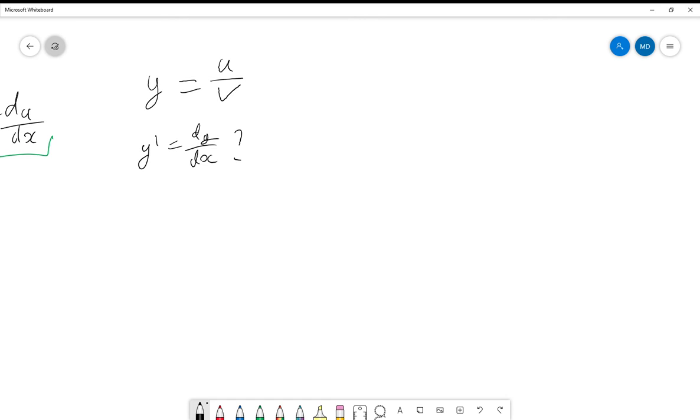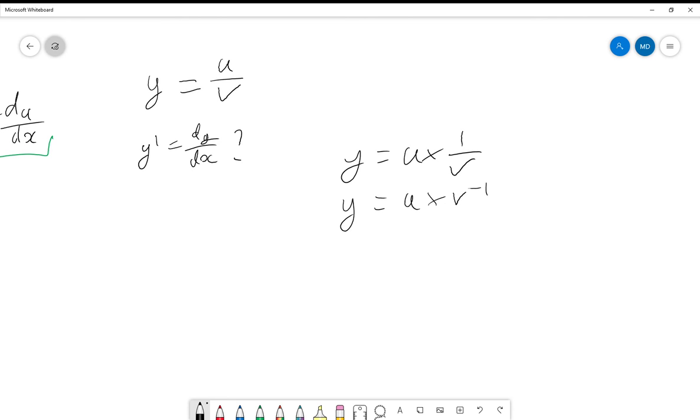Okay, the way we're going to do that is to use both the product rule and the chain rule here. So first of all, we want to rewrite this as a product. So we're going to write it as y is equal to u multiplied by 1 over v, and therefore y is equal to u multiplied by v to the minus 1.